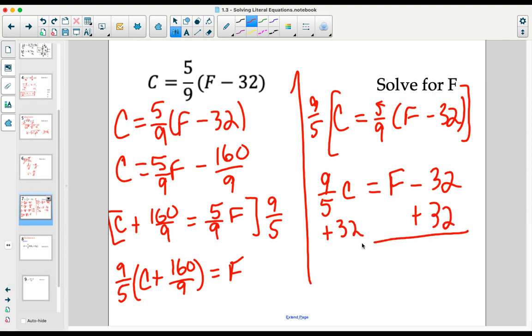See how much simpler this is. You're not messing around with 160 over 9s and all of that. And we get 9/5 of c plus 32 is equal to f.